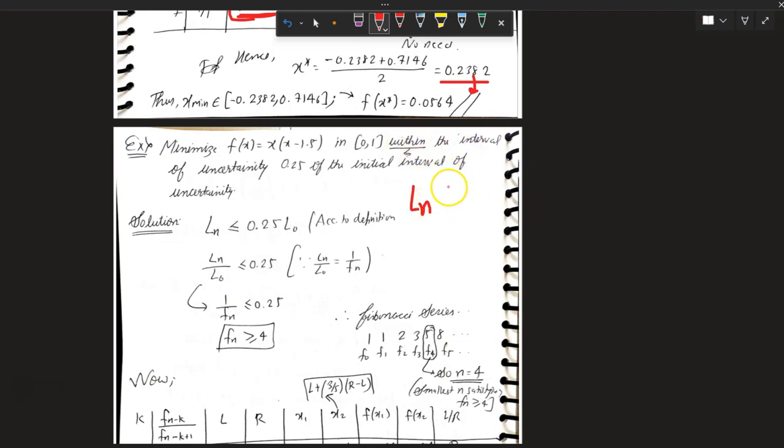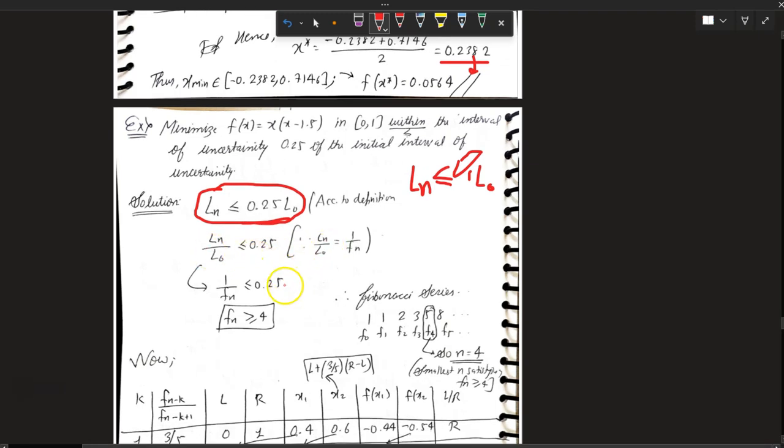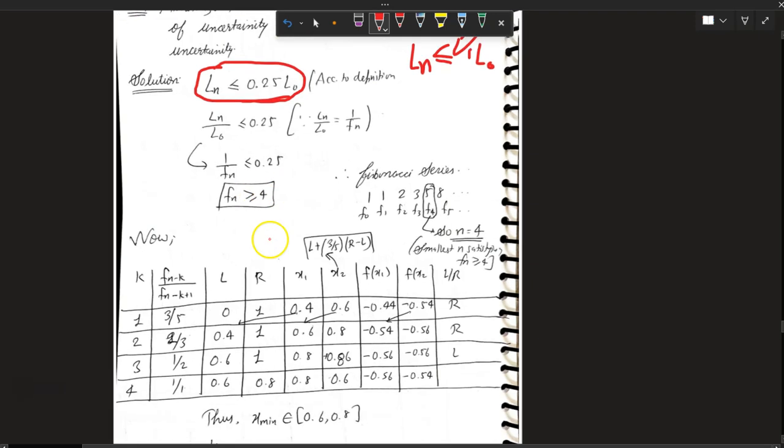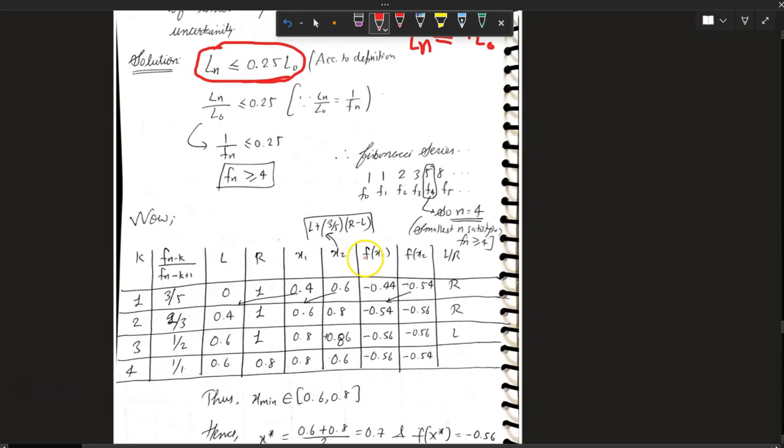Within, what within means, that is less than or equal to of uncertainty 0.25 of the initial interval. So 0.25, whatever here it is written, 0.25 of initial interval, that is L naught. Okay, so like this you derive this equation, and then ln by L naught is less than equal to 0.25, and then apply the same thing. Since ln by L naught is equals to 1 by fn, so fn you will get greater than equal to 4. Now you have to iterate till 4. Okay, so apply the same things and go till 4.